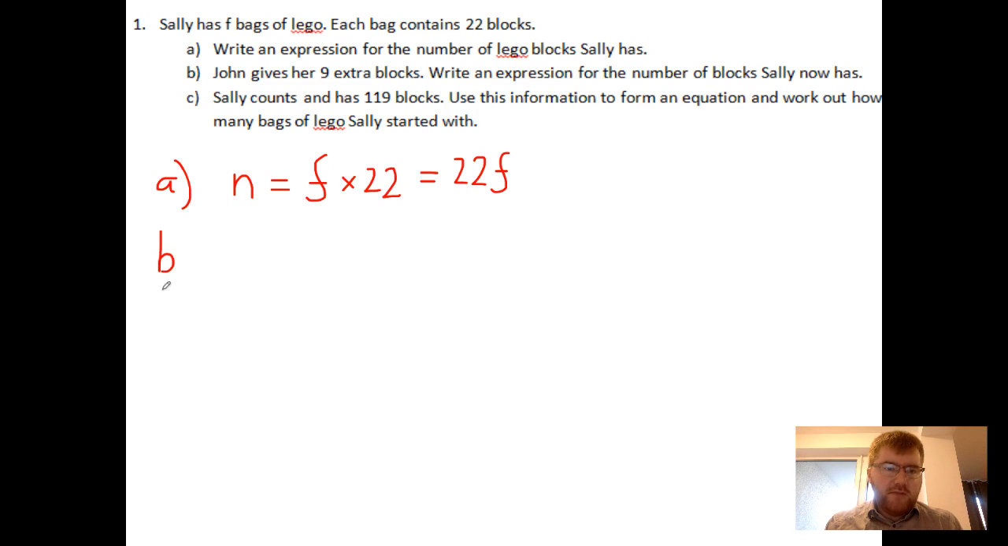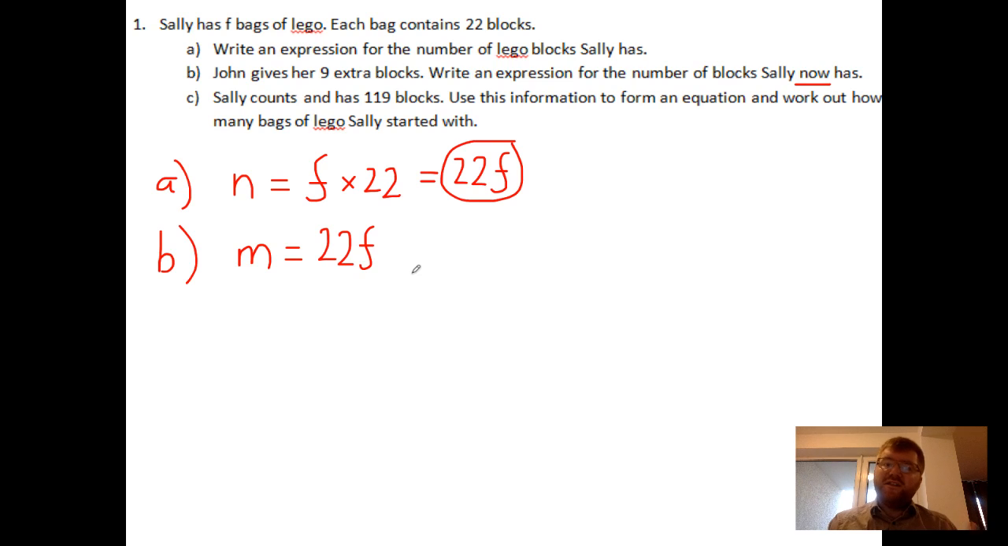Okay, question B. So John gives her 9 extra blocks. Write an expression for the number of blocks Sally now has. So something has changed from what we just worked out to what's just happened. So John has now given her 9 extra blocks. So our new n, let's call that m, which is a different letter. Well, we've got however many blocks we had before, so that's 22 lots of f. See how these questions build from one step to the next. So it's important to make sure we're getting each stage right as we go along.